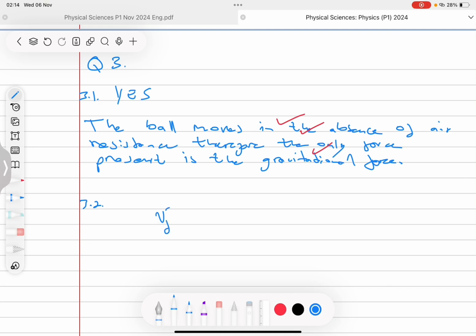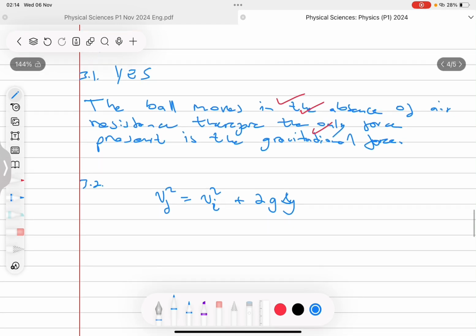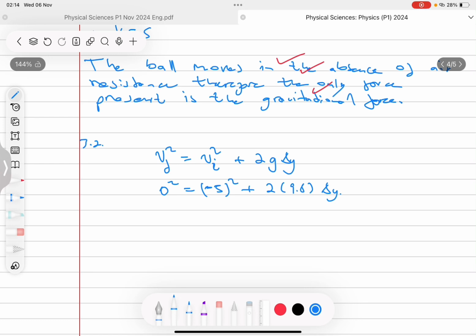3.2, I can choose the equation that says the final velocity squared equals the initial velocity squared plus twice the acceleration due to gravity times change in y. So I know that my final velocity is 0 squared, and my initial velocity is negative 5 squared plus 2 times 9.8, right? Again, it's positive. I can't emphasize that enough. And then we're looking for change in y.